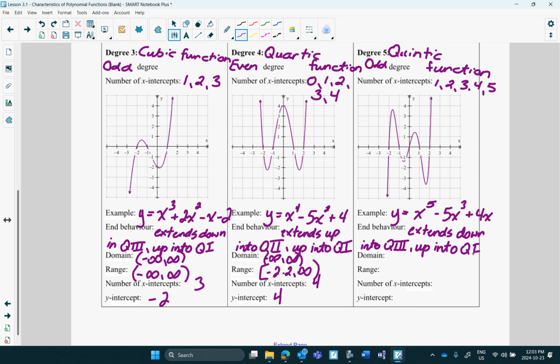Domain, like we've seen all along, is everything. The range of any odd degree function is also everything. That only changes when it's an even degree. Number of x-intercepts in this one, well, there's 5 of them, but the y-intercept is at 0.